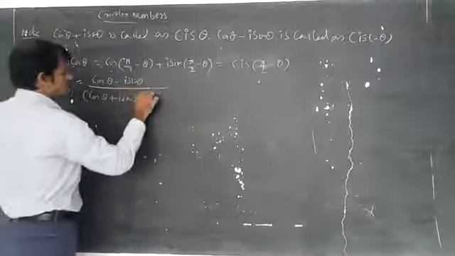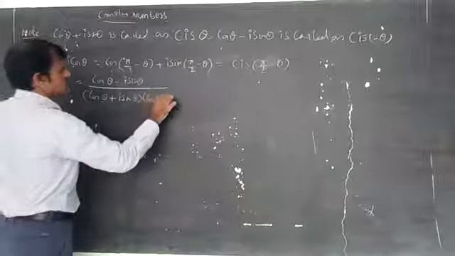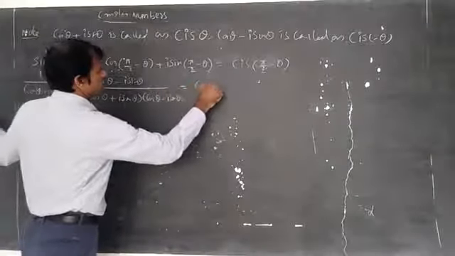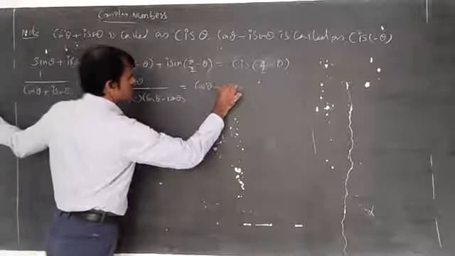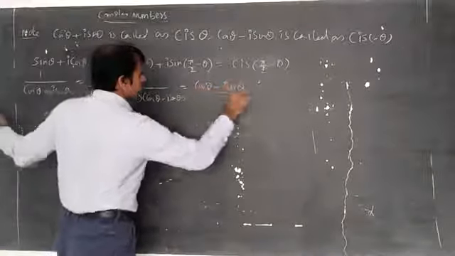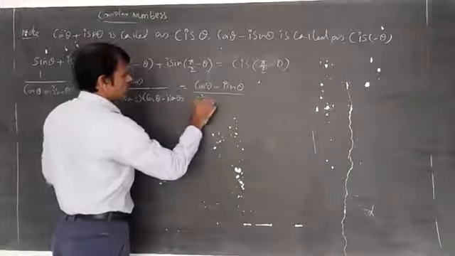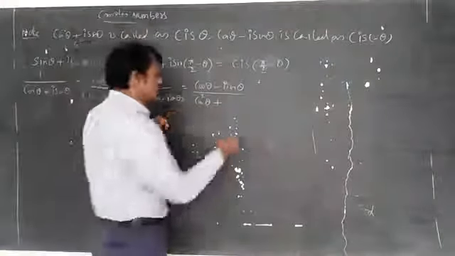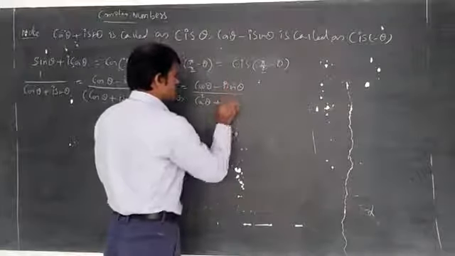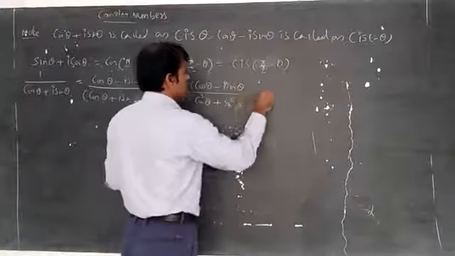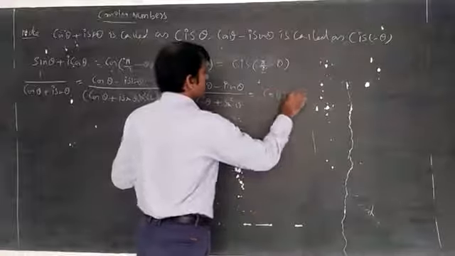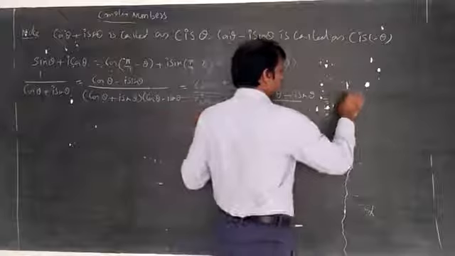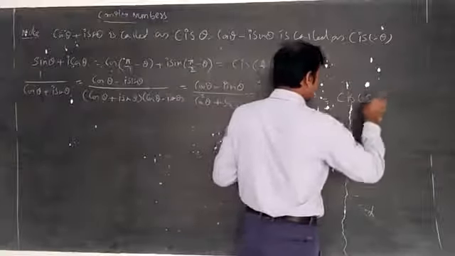Here, (cos theta + i sin theta) into (cos theta − i sin theta). Students, in the denominator you write directly cos theta − i sin theta. Plenty of times I said the formula (a + ib)(a − ib) is a² + b². So it is cos²theta + sin²theta. So (cos theta − i sin theta) by 1. You can write this as cis of minus theta.